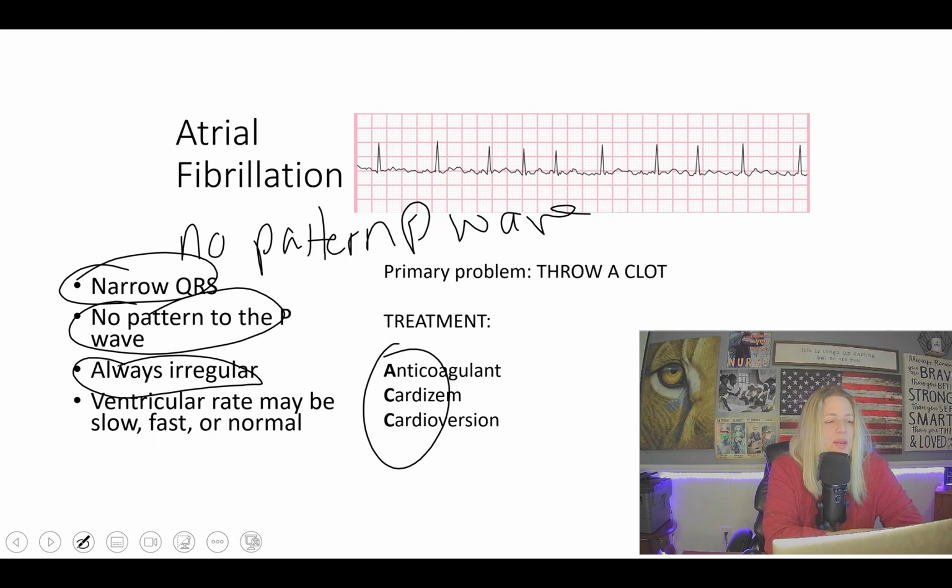So if you ever see a rhythm like this where you go, well, the QRSs are narrow, I like that, but it's irregular, and I can't see a pattern to the P wave, darn it, that is atrial fibrillation. And the ventricular rate may be slow, fast, or normal for the same reason as a flutter.